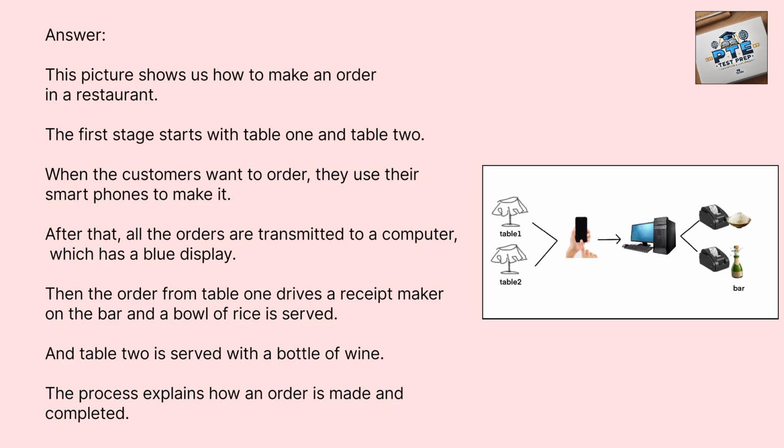Then the order from Table 1 drives a receipt maker on the bar, and a bowl of rice is served. And Table 2 is served with a bottle of wine. The process explains how an order is made and completed.